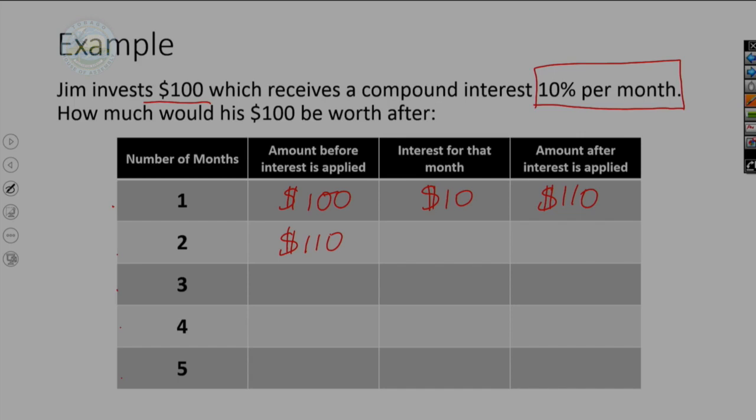So since the current amount is now 110, then 10% of 110 is 110 divided by 10, which is simply going to be $11 instead. So how much is the total in his account now? Well, principal plus interest is the amount, so that is $121.